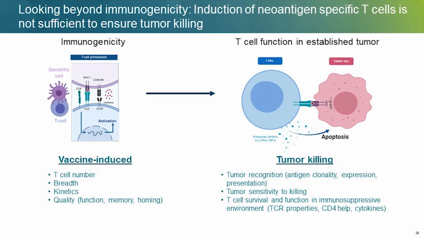How is tumor killing occurring? We need tumor recognition, so their antigen clonality and expression and presentation is important. But we need also to have tumors that are sensitive to the killing. And in addition, we need to have T cell survival and T cell sustained function in this tumor immunosuppressive environment.